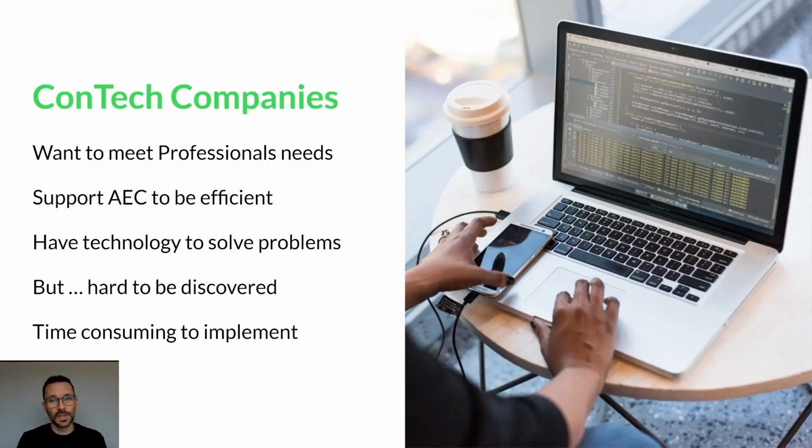And then for construction technology companies, they want to make the connections with those professionals and meet their needs. They want to support the industry to be much more efficient and effective, and that's where they see their solutions solving specific problems. And they think they have the technology to do that, but they're finding it hard to be discovered by professionals themselves, and it is time consuming to implement those solutions.